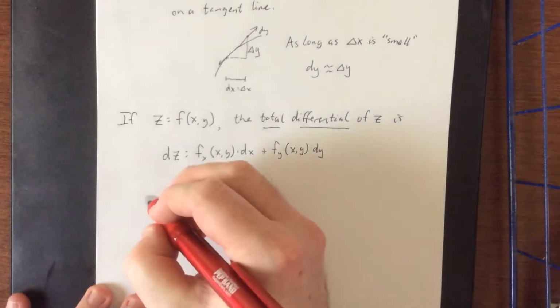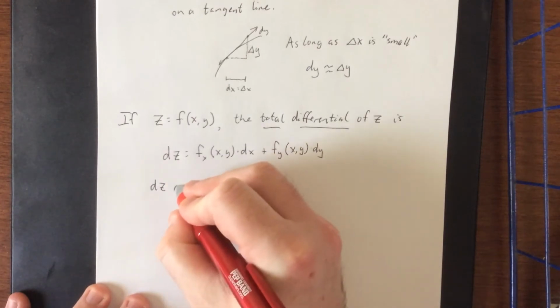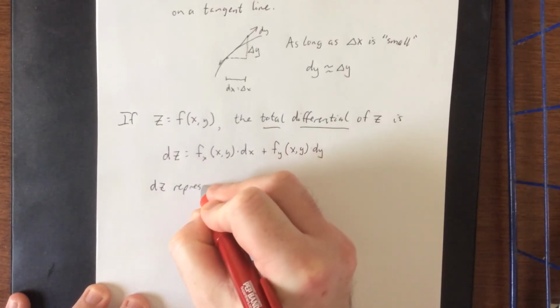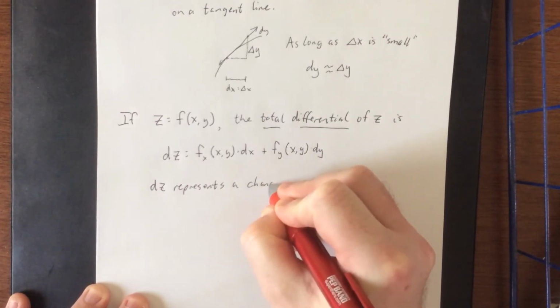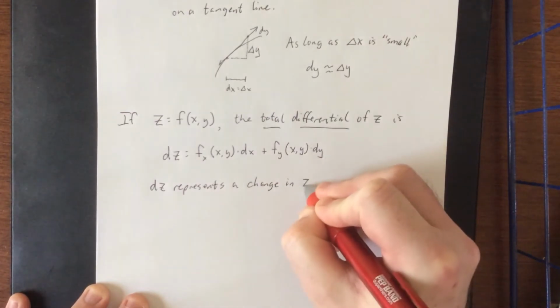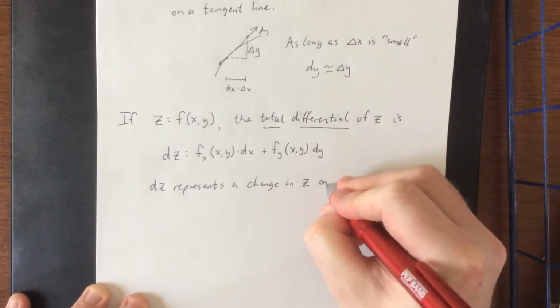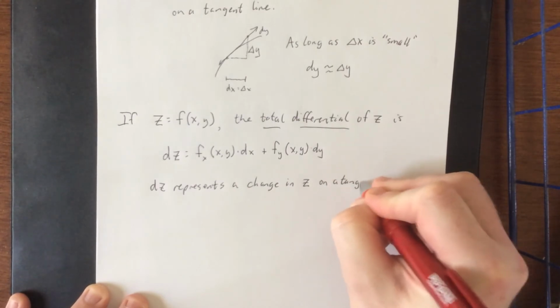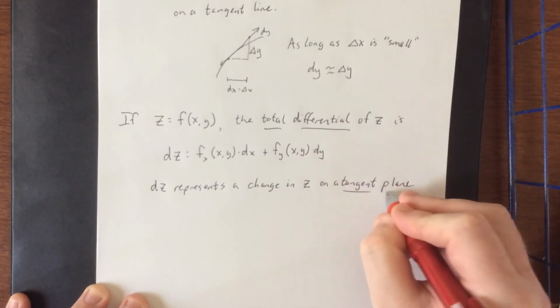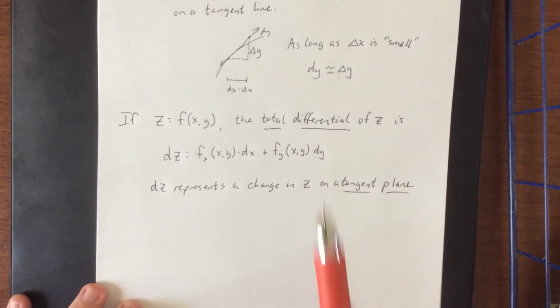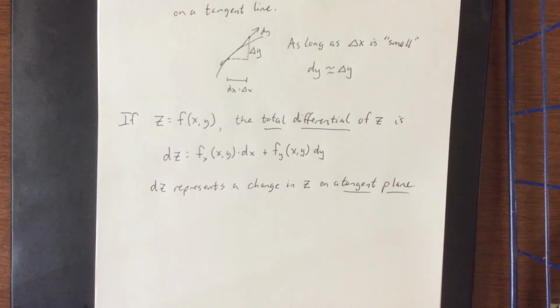Now what this does is dz represents a change in z value on a tangent plane, as opposed to the tangent line that we referred to from earlier. Now what I'd like to do is give a little bit of context to this by referencing back to one of our previous videos.